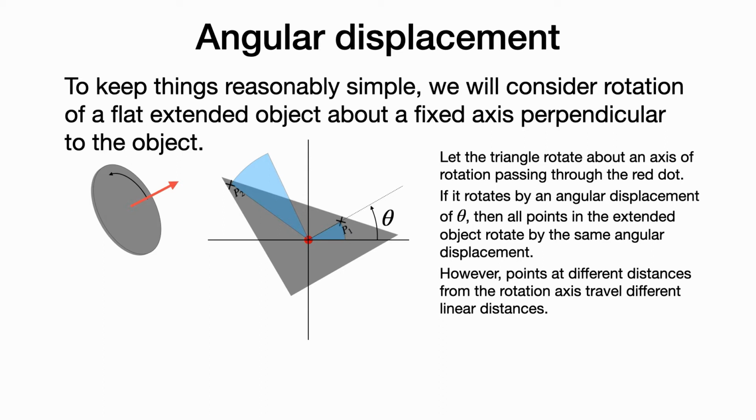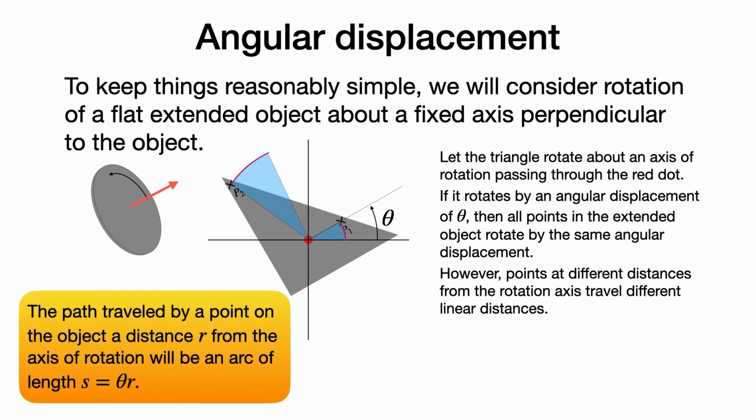For example, consider the point P1. It travels a particular linear distance when it rotates by an angle theta. However, the point P2, which is further away, travels a longer distance because it is further away. The path traveled by a point on the object a distance r from the axis of rotation will be an arc of length s equal to the angle of rotation times the radius to the point from the rotation axis.